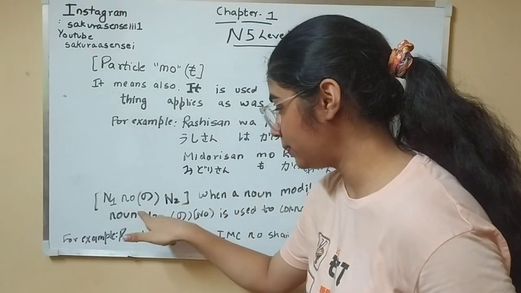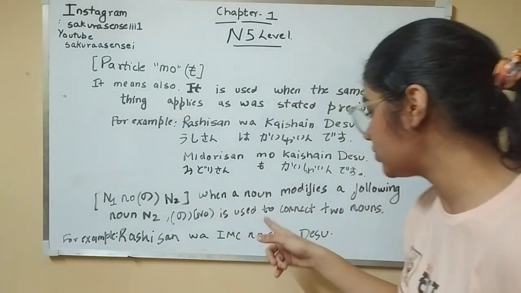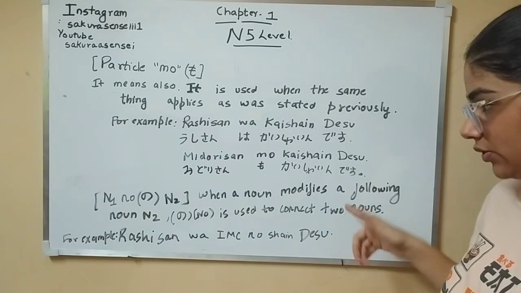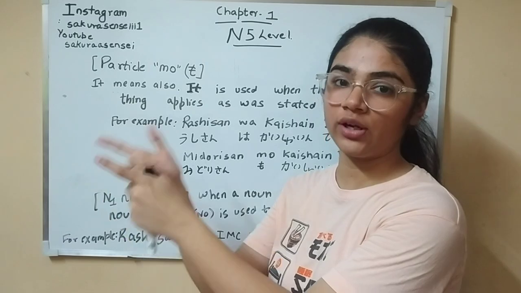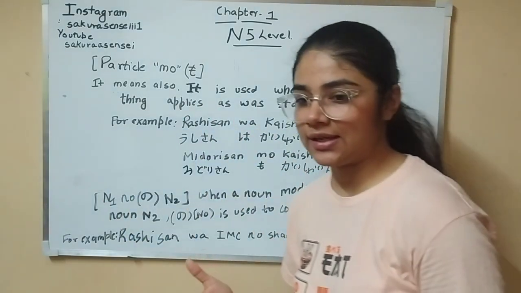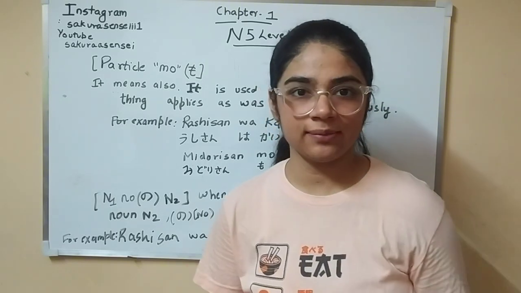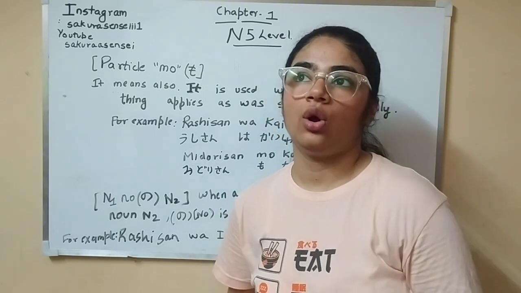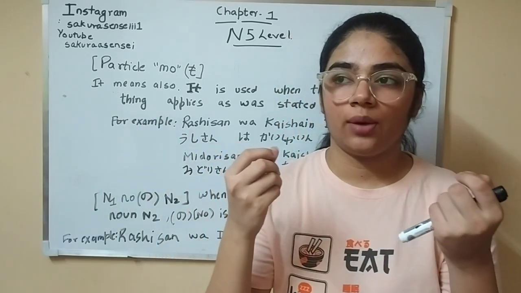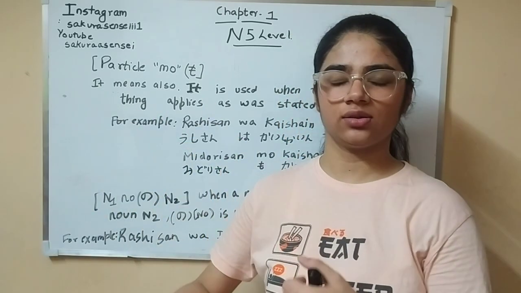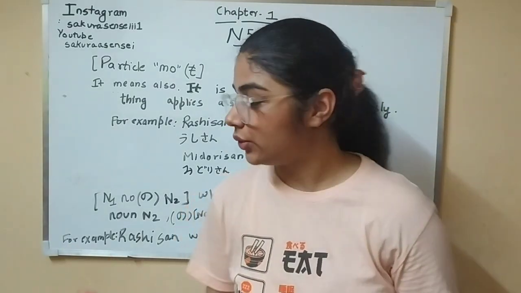N1 particle no N2. When a noun modifies the following noun N2, no is used to connect the two nouns. So the no particle is used to connect two nouns when noun 1 modifies noun 2, or you can also say it is used to show belongingness. For example, a person belonging to a particular company as an employee, or a citizen belonging to a particular country, or a product which is produced by some company, which you will learn in my upcoming videos.